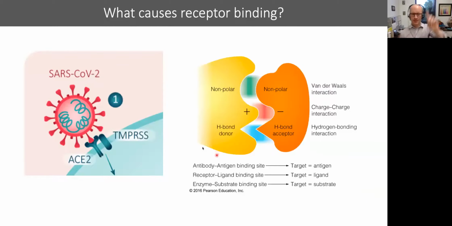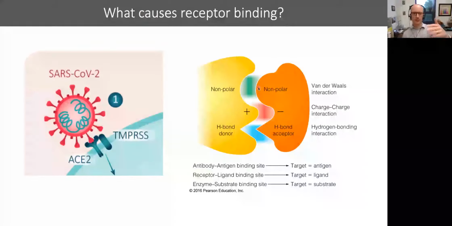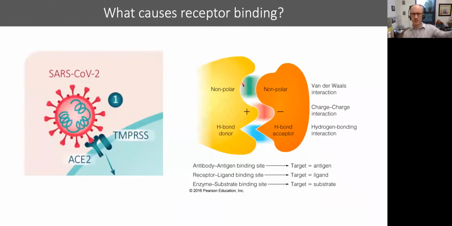Now, because I'm a chemist, I also need to throw this in. What causes receptor binding? In other words, how does the spike protein recognize this ACE2? Well, I say recognize, but of course, we remember that viruses are not sentient. They're just these dumb old machines bouncing around waiting to bind to their receptor. So what I mean by recognition is that the viral spike protein has evolved a surface that matches the shape and chemistry of the receptor molecule.